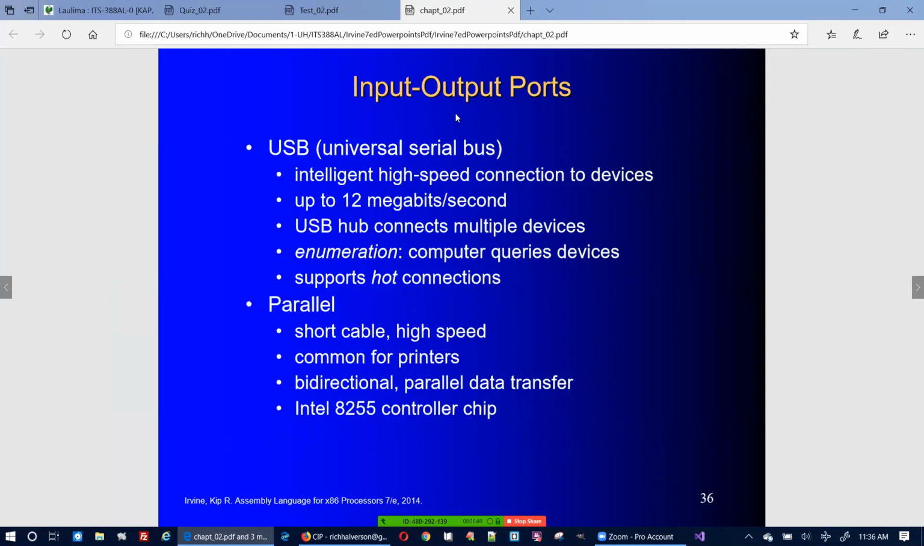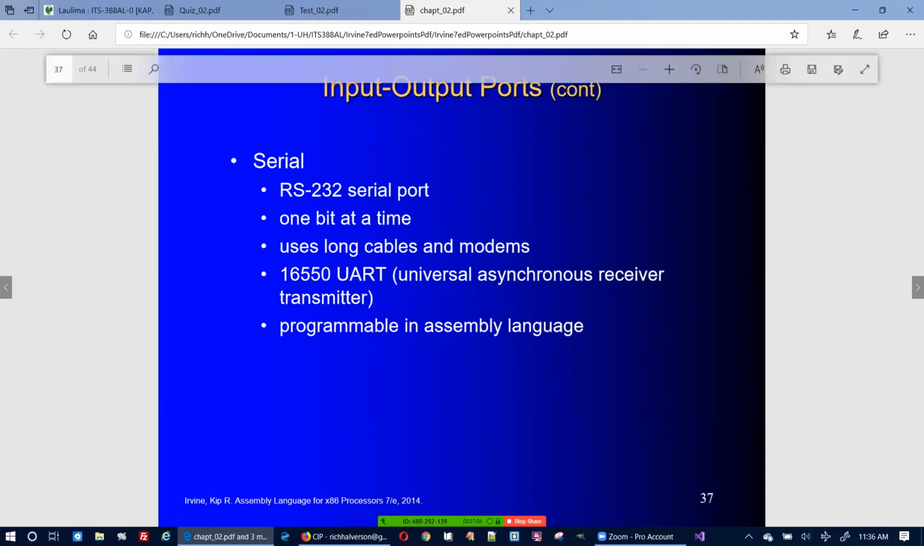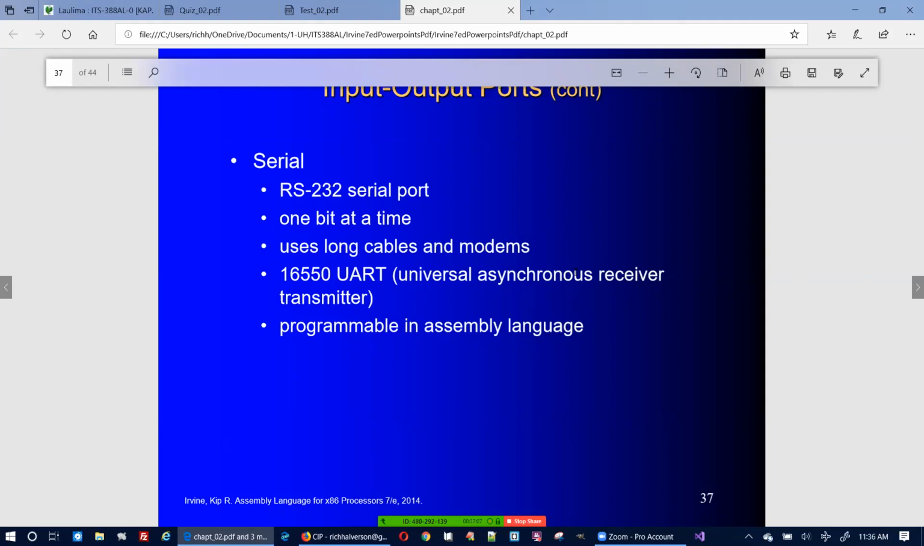We have input-output ports, and we have serial input-output, which is just 1 bit, but it can be fast. It's just 1s and 0s, though. Parallel means you have more than one at once. It used to be that you'd interface to a printer with a parallel port. So we still have serial ports and parallel ports. This is the old-time RS-232. This was an old chip that we used to use to implement an RS-232 interface.